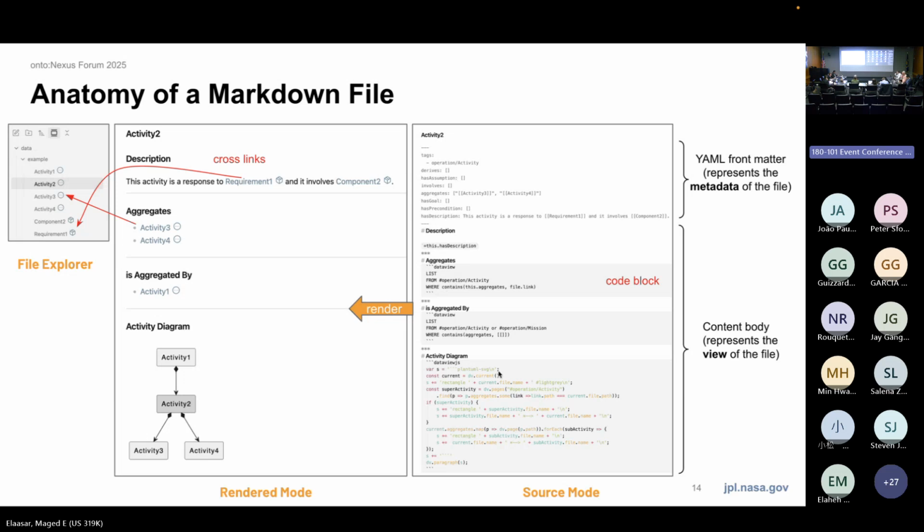So one can write a Markdown like this and then go into render mode, and the view could look like what you see on the left-hand side. It will look like a viewpoint. For example, here you're looking at a definition of an activity that has a description field. It has a list of sub-activities, a list of super activities, and then some diagram that visualizes what you did. And what you see here is just encoded using what you see on the right-hand side.